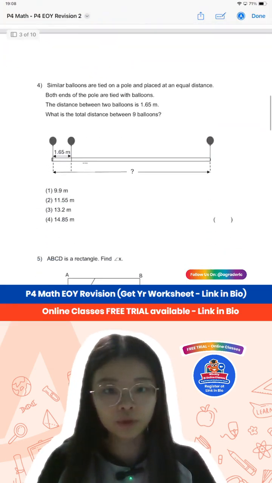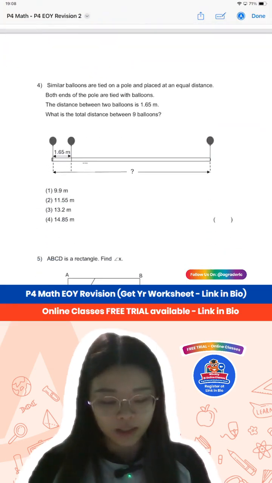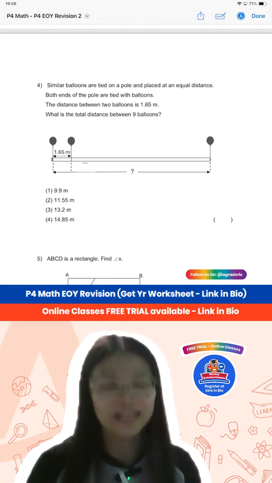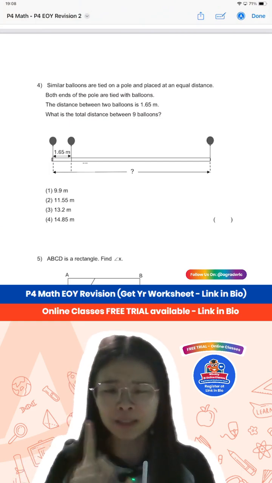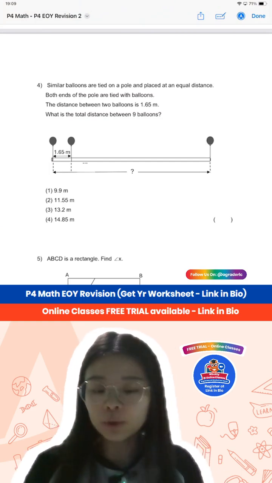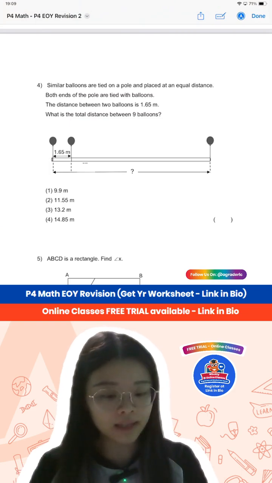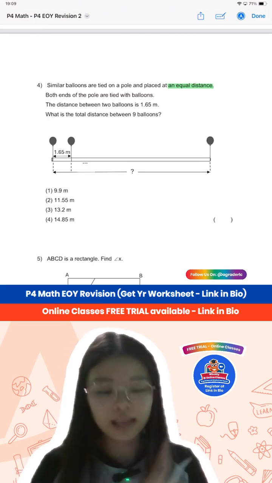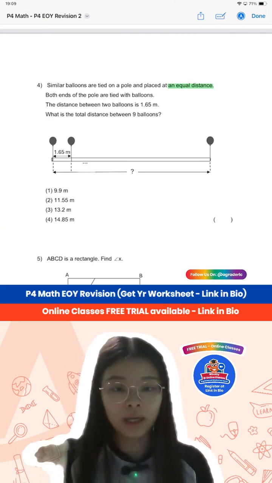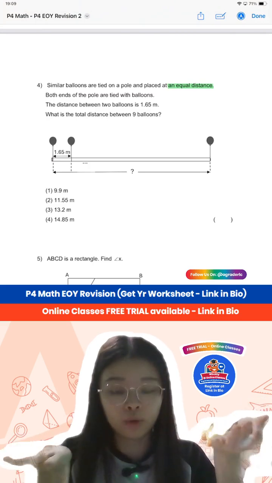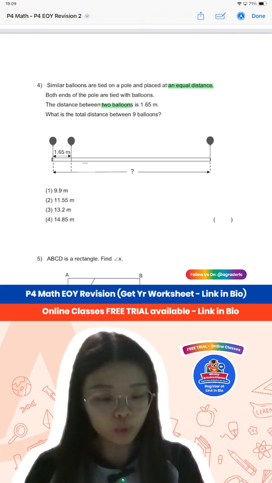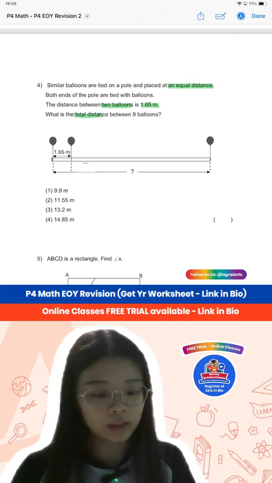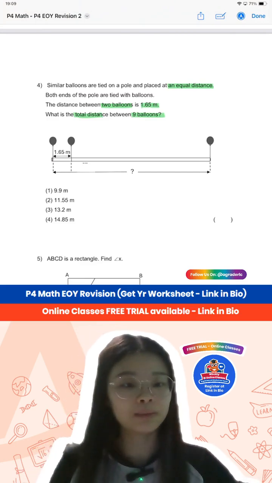Okay, now we go through question 4. This is a question that has many students making common mistakes, so please beware. Similar balloons are tied on a pole and placed at an equal distance. Both ends of the poles are tied with balloons. So one end and the other end, they both have balloons on it. The distance between 2 balloons is 1.65 meters. What is the total distance between 9 balloons?